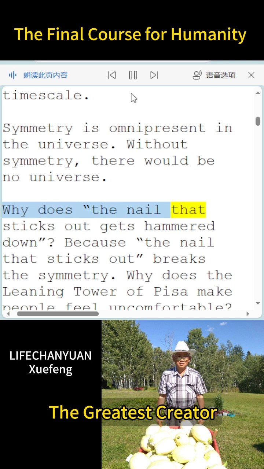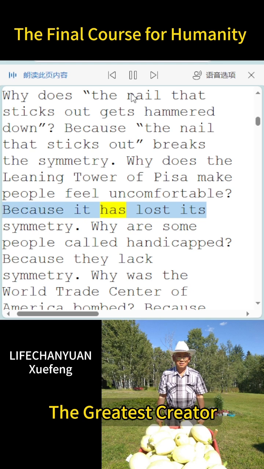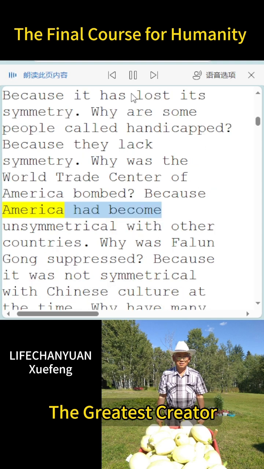Why does the nail that sticks out get hammered down? Because the nail that sticks out breaks the symmetry. Why does the Leaning Tower of Pisa make people feel uncomfortable? Because it has lost its symmetry. Why are some people called handicapped? Because they lack symmetry. Why was the World Trade Center of America bombed? Because America had become unsymmetrical with other countries. Why was Falun Gong suppressed? Because it was not symmetrical with Chinese culture at the time.